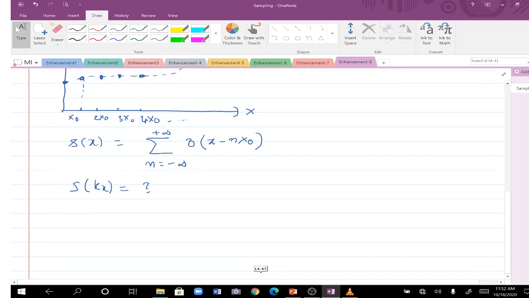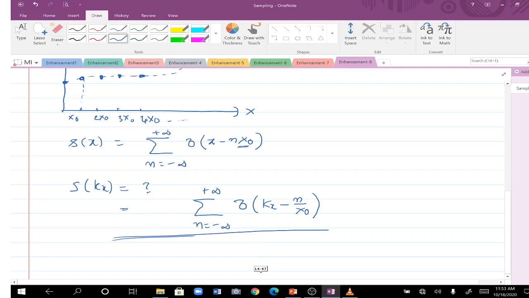You have worked this out in your examples. This will have a multiplication factor of 1 by x naught, and n varies from minus infinity to plus infinity. You have impulses in the kx space. Now if they are spaced at a distance of x naught here, they would be spaced at a distance of 1 by x naught in the Fourier domain. So you have delta of kx minus n by x naught. This is the Fourier transform of the impulse train spaced at a distance of x naught.